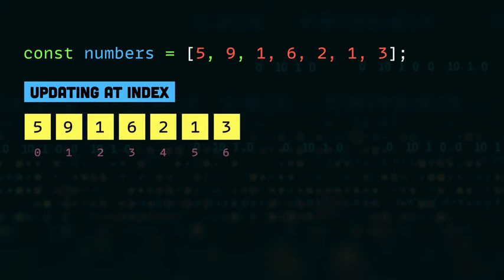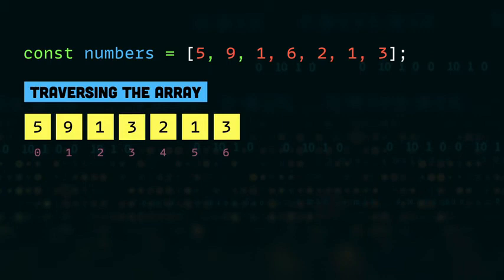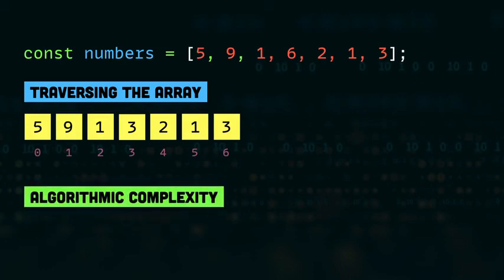Next, we have updating the value at an index. Now, this one is quite simple. All we have to do is just replace the value at the index, and the algorithmic complexity of updating a value is constant, that is O of 1. And finally, we have traversing the array, which means simply visiting each element of the array. The time it takes to go through the array is obviously proportional to the number of elements.